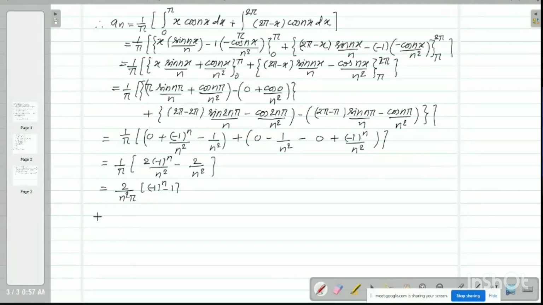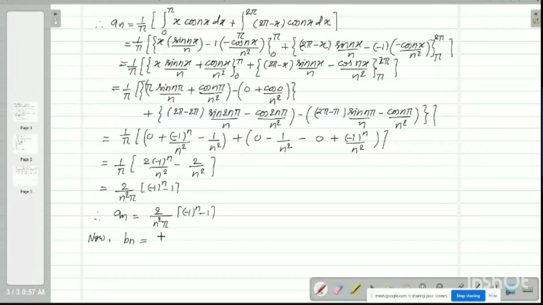So therefore we write here a_n is 2 by n square pi, (-1) raised to n minus 1. Now our job is to find b_n. Let us move to the next page and just write down the formula over here. Now we find b_n.